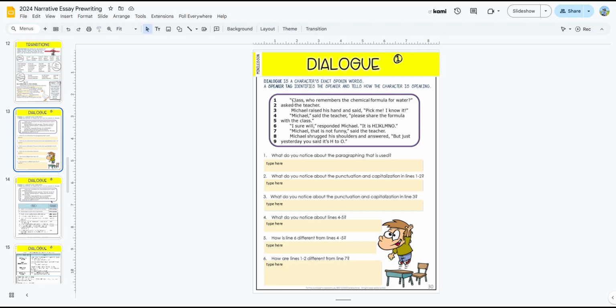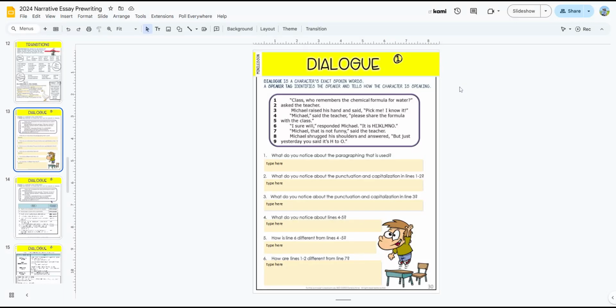"Class, who remembers the chemical formula for water?" asked the teacher. Michael raised his hand and said, "Pick me, I know it." "Michael," said the teacher, "please share the formula with the class." "I sure will," responded Michael. "It is H-I-J-K-L-M-N-O." "Michael, that is not funny," said the teacher. Michael shrugged his shoulders and answered, "But just yesterday you said it's H2O."